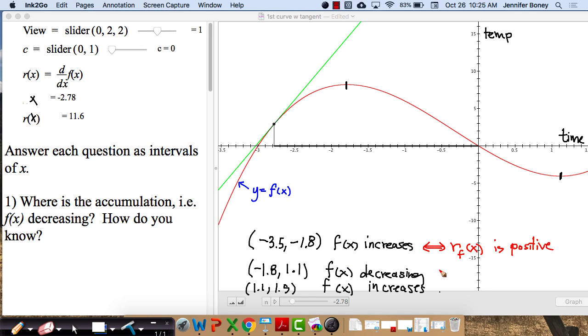And if f of x is decreasing, that tells me that r sub f is negative, right? And again, this increases would be r sub f is positive on these same exact intervals, positive. So when a function is increasing, its rate of change is positive. So you could say that the other way around also.